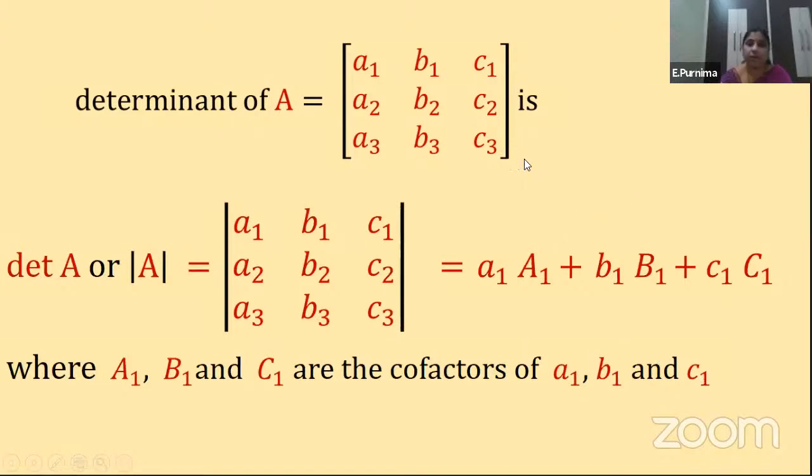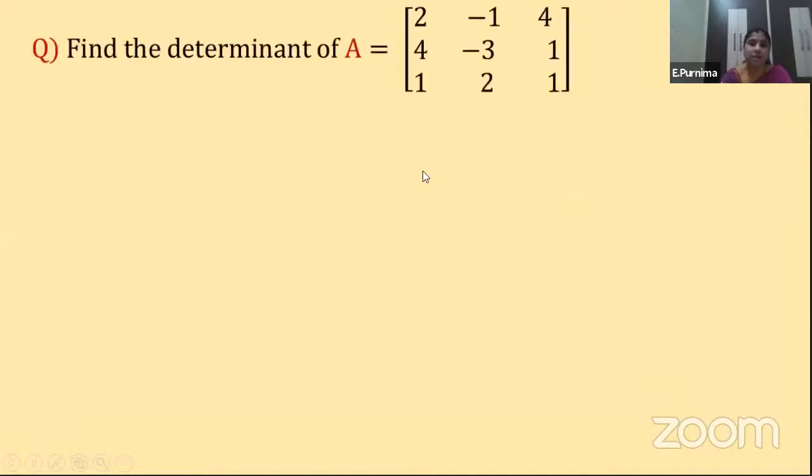So like this we have to find. Now you understood very clearly how to find out the cofactors. So now the elements will already be there in your matrix, and we can find out the cofactor. Simply multiply those and add them, then it will give you the determinant of the matrix. So let us see an example here. Find the determinant of A is equal to 2 minus 1 4, 4 minus 3 1, 1 2 1.